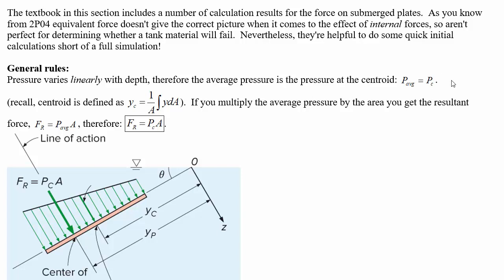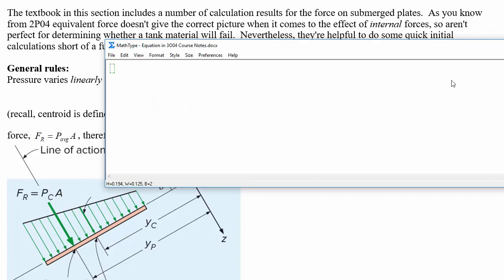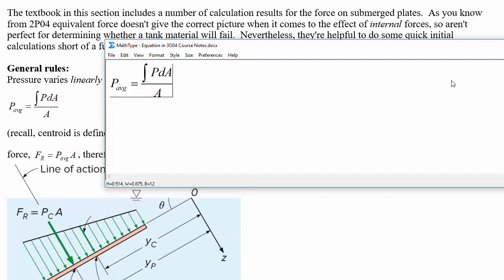Pressure varies linearly with depth, therefore the average pressure is the pressure at the centroid. To see why this is, let's just find the average pressure. Pressure average should be equal to the integral of pressure with respect to area over the area, and this is going to be equal to the integral of pressure, which is the surface pressure plus rho g z, with respect to area over the entire area.